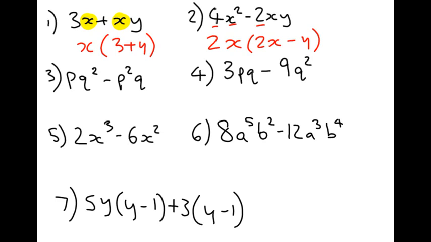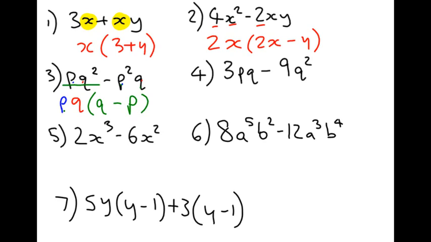Next one, question 3. P is common. Here we've got p times p, here we've got p. Q is common. Here we've got q times q, and here we've got q. So what do we have to times pq by to get our pq squared? Well, an extra q. What do we have to times pq by to get p squared q? An extra p. Okay, done.